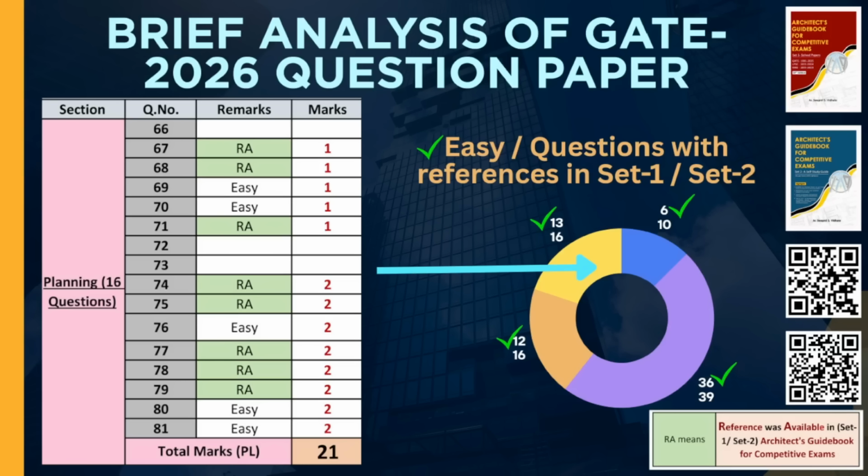So we are going to solve the entire question paper one by one. First we will solve the general aptitude section, followed by the common and compulsory, and then we'll solve the B1 and B2 sections, right?